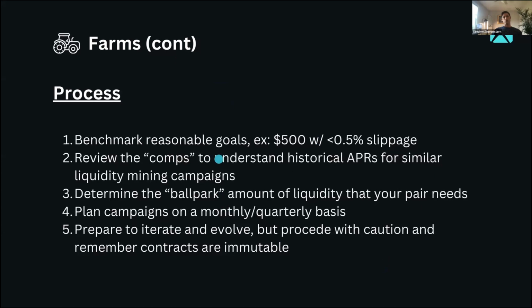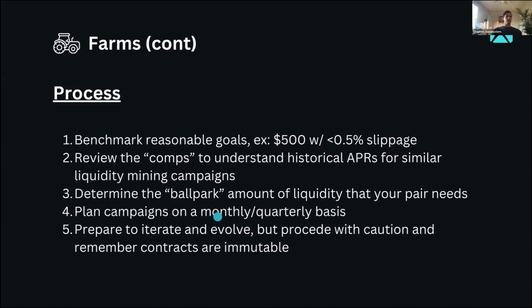You might set a reasonable goal, like you want people to be able to make a $500 swap for some small amount of slippage. You'd want to look at what your pair is, which we're also going to get to later, and get a sense of what you realistically have to incentivize. What kind of incentive would actually attract liquidity and how much would it attract? So you're going to want to look at comps, like, this house is worth X and the one next door is the same, so maybe it's also worth X.